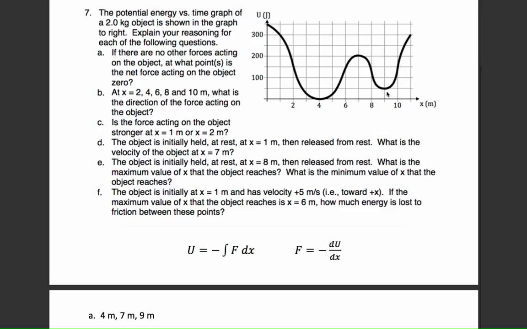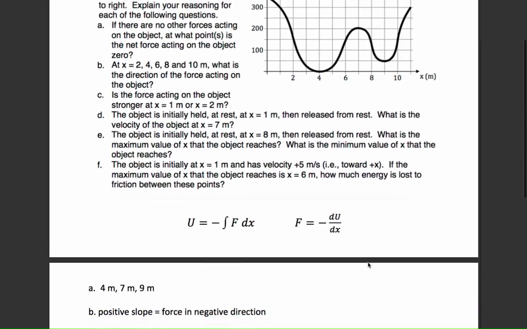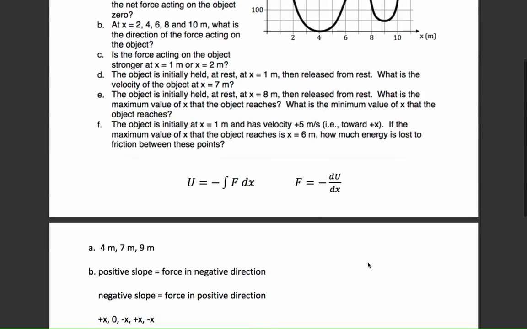All right, next question. At x equals 2, 4, 6, 8, and 10 meters, what is the direction of the force acting on the object? For this question, we have to look at this equation again, f equaling the negative derivative of u with respect to x. With this equation, we're saying that if there's a positive slope, there is a force in the negative direction, and if there's a negative slope, the force is in the positive direction.